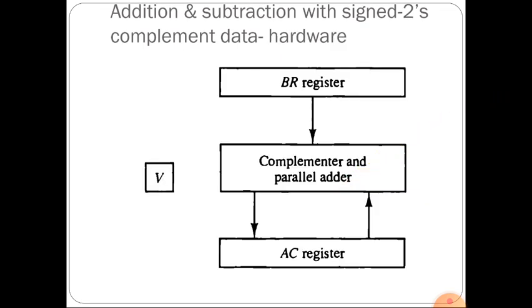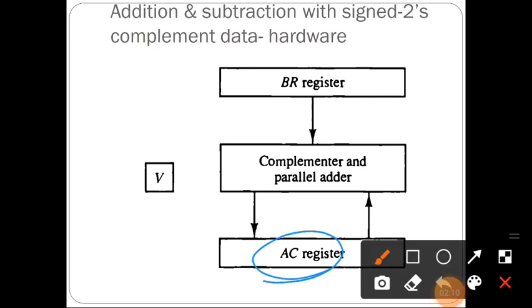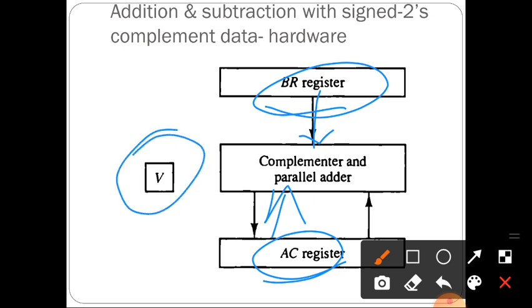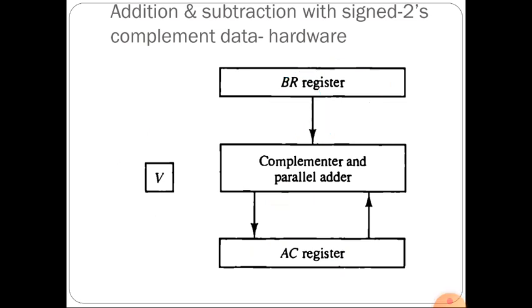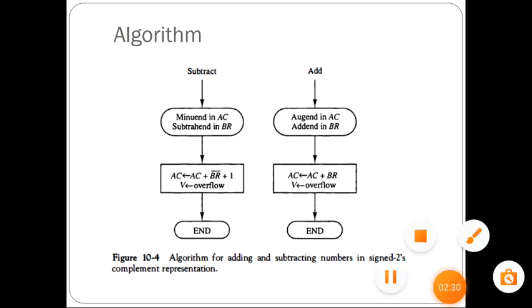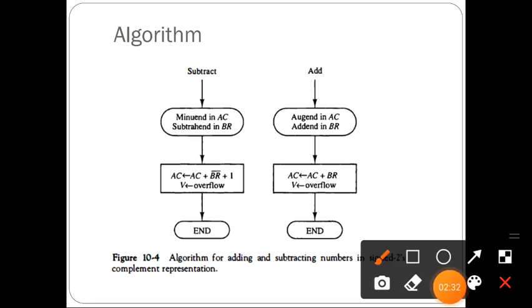Then this is the hardware representation. One number is stored in the AC register, another number in the BR register, and then we perform the complementer and parallel adder addition operation. If an overflow occurs, then the corresponding flag V will be set. Then this is the algorithm for addition and subtraction of numbers in signed 2's complement representation.